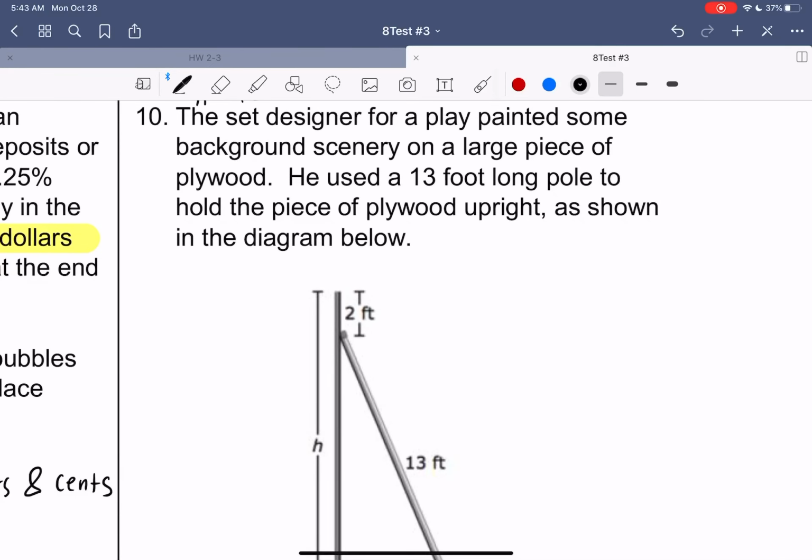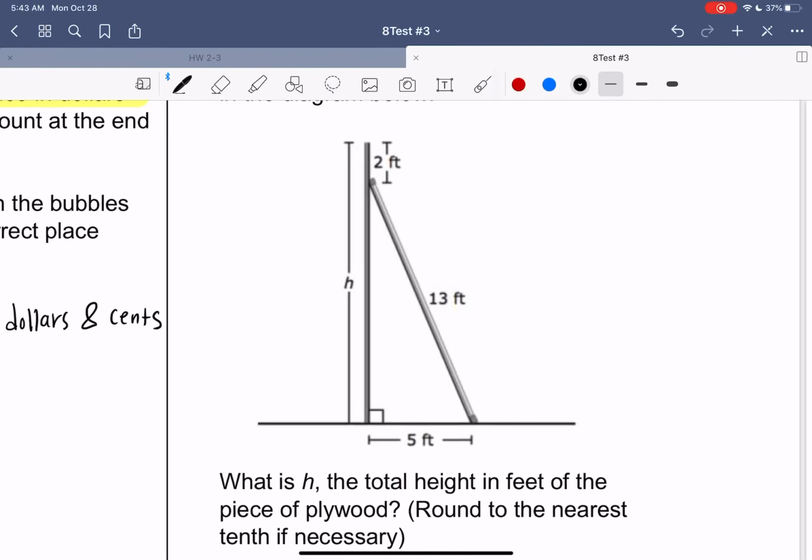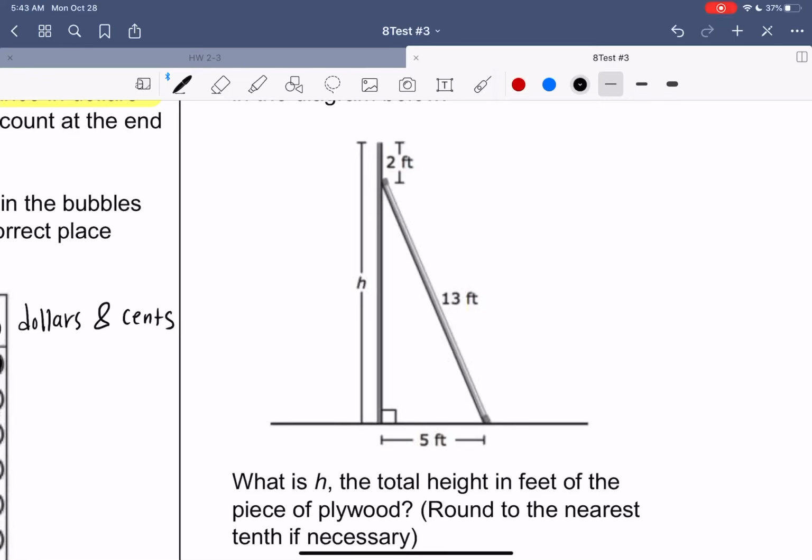Okay. The set designer for a background scenery on a large piece of plywood used a 13-foot pole to hold a piece of plywood upright, as shown in the diagram below. What is h, the total height in feet of the piece of plywood, rounded to the nearest tenth? So they're asking us to find this height here. They give us this small part here is 2 feet. And they give us a right triangle.